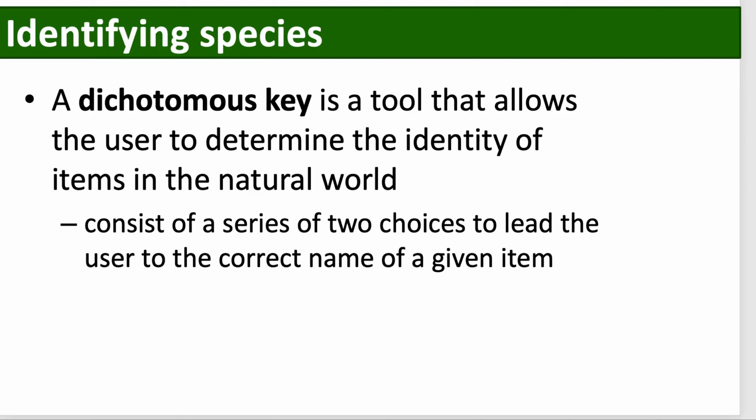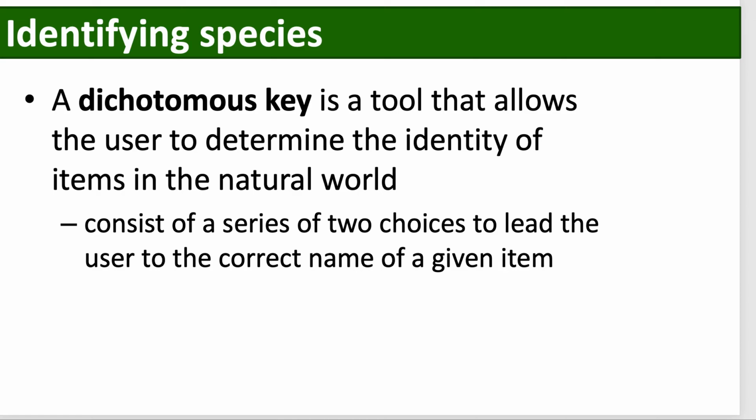Now we know how they're classified. Now we've got to figure out, okay, I've got this random species I've encountered. How do scientists figure out what it is exactly? Well, they use what's called a dichotomous key. It's a tool that allows the user to determine the identity of items in the natural world. They may be for snakes or plants or flowers or birds or whatever, but they consist of a series of 2 choices that lead the user to the correct name of a given item.